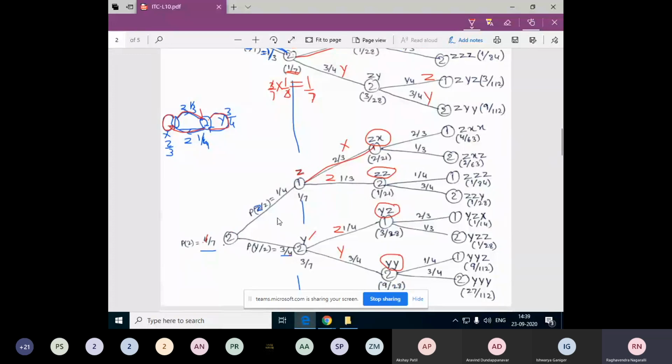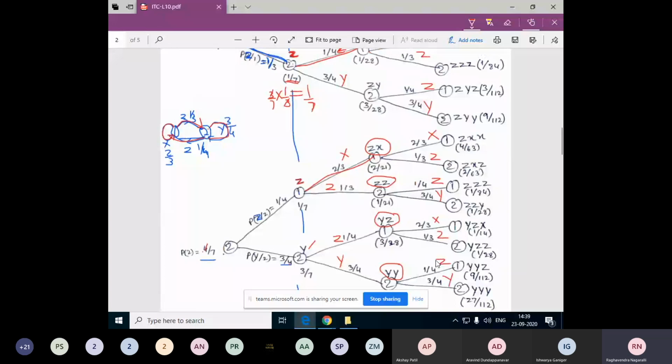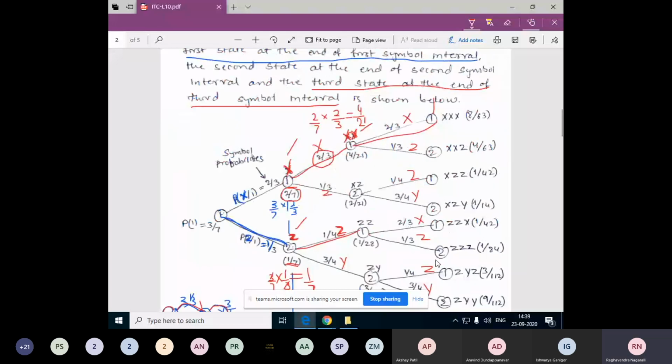Similarly, continuing for this initial state, from 1 to 1, X. 1 to 2, it is Z. 2 to 1 again Z. From 2 to 2, Y. 1 to 1, X. 1 to 2, Z. 2 to 1, Z. And 2 to 2 it is Y. So now let's combine these emitted symbols with the already present symbols.